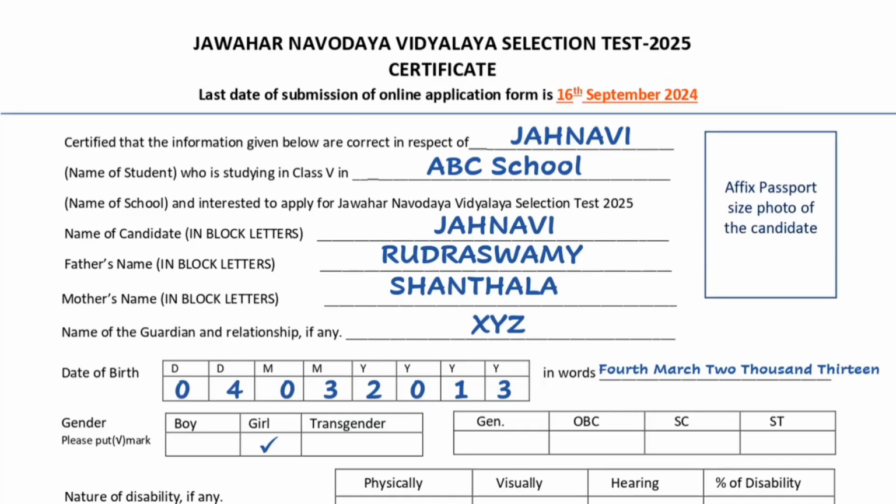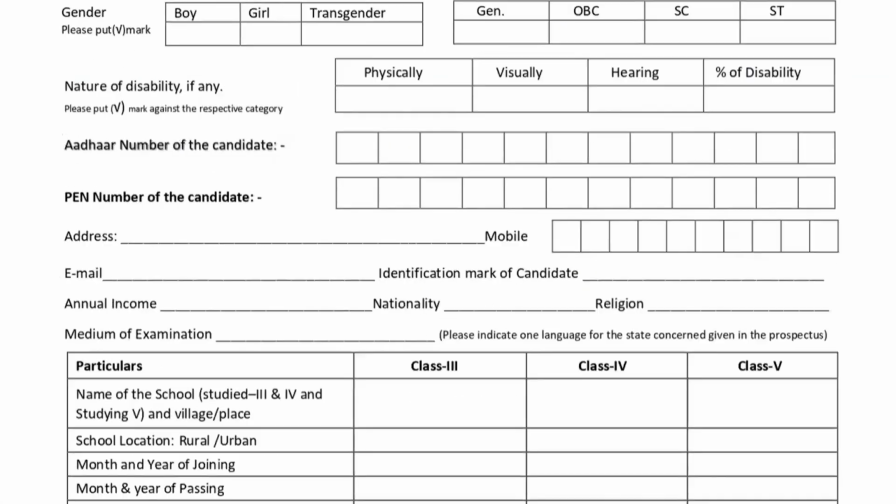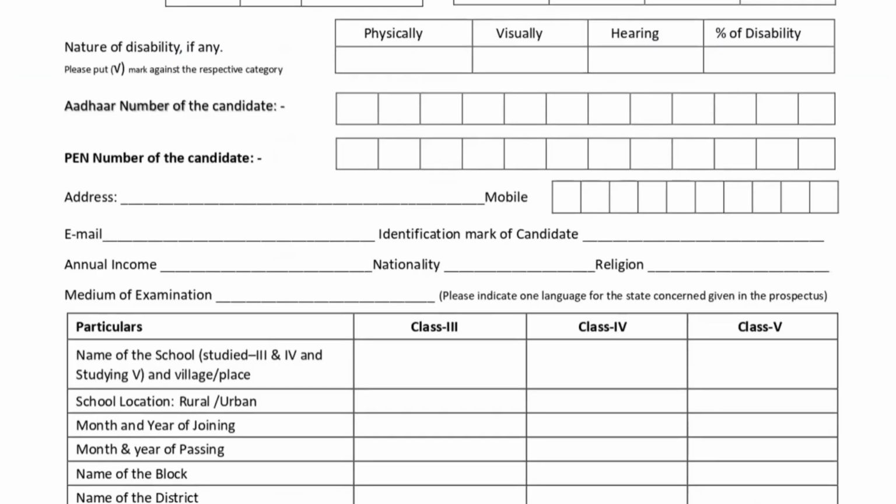Then whether the child belongs to general merit or OBC, SC or ST. If it is other than general, you need to have your caste certificate. Therefore, whenever you are entering, see that your caste certificate is kept ready with you. Then we need to talk about the disability. If the child has any disability, whether physical, visual, or hearing, the percentage of disability needs to be mentioned here.